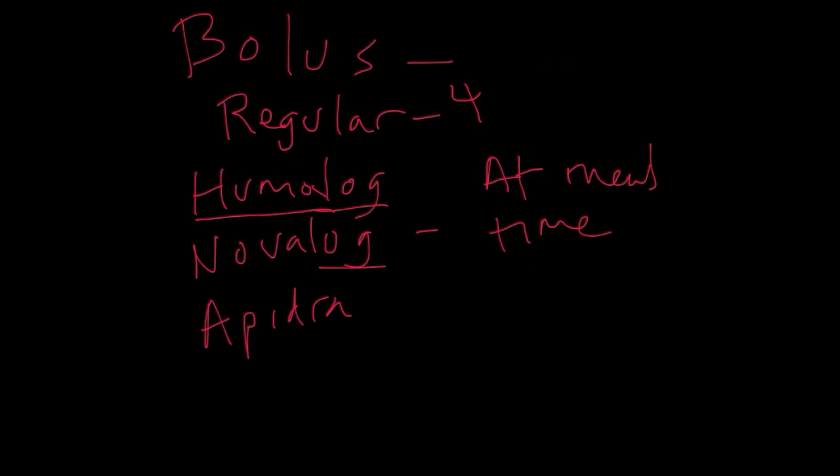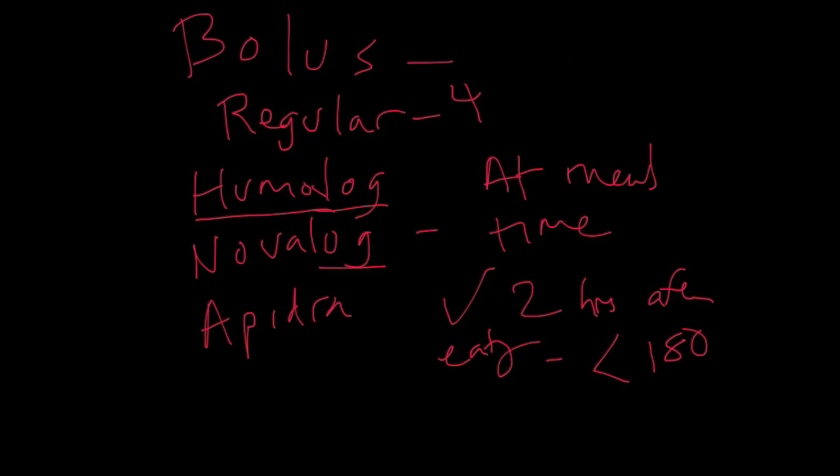And generally how I titrate these, and these are a little more complicated because these can cause low sugars. These are given before you eat, and then the way I do it is I have people check their blood sugars 2 hours after eating. And the goal is to have your blood sugar less than 180 2 hours afterwards.